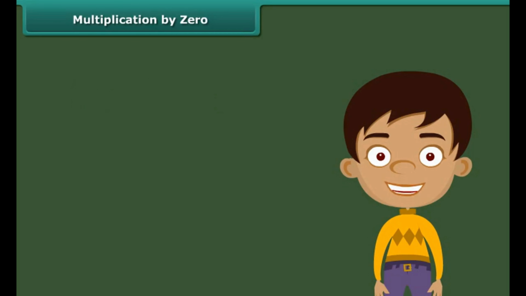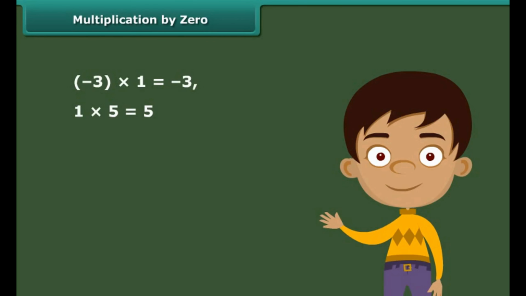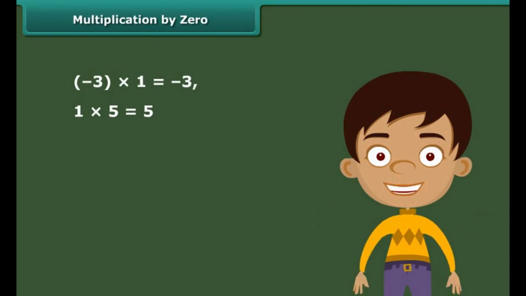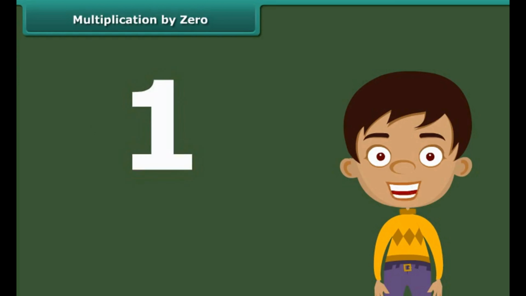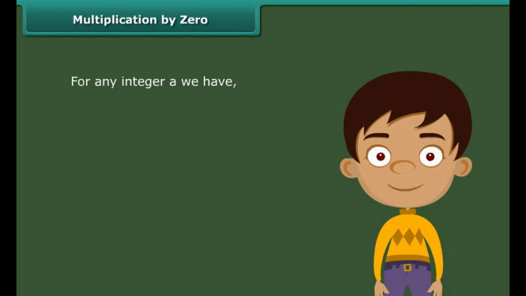When we multiply 1 with any integer, we get the same integer. For example, (−3) × 1 is equal to −3. 1 × 5 is equal to 5. That means 1 is the multiplicative identity for integers. In general, for any integer a, we have a × 1 is equal to 1 × a, which equals a.